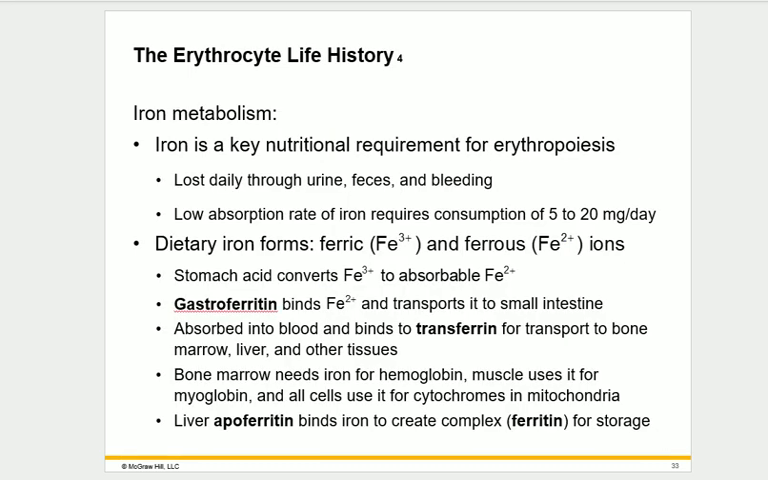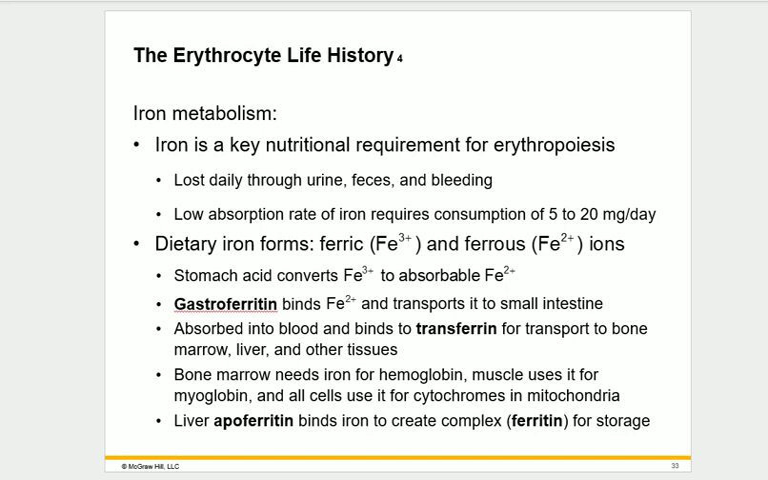So iron is a critical part of the hemoglobin molecule and one of the key nutritional requirements for erythropoiesis. We lose iron daily through urine, feces, bleeding, and we don't have very high absorption rates of iron, so that requires us to eat about 5 to 20 milligrams a day. A pregnant woman actually needs 20 to 48 milligrams a day, especially in the last 3 months, to meet both her needs and the needs of the fetus.